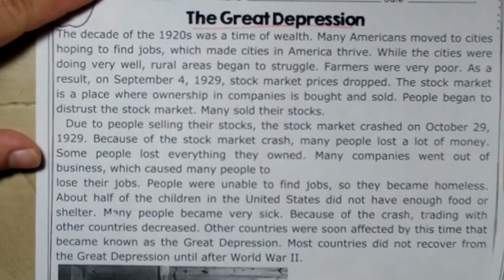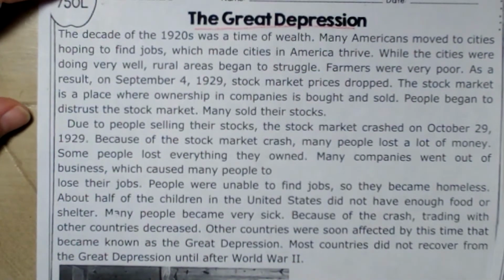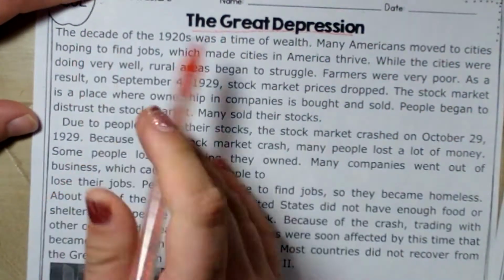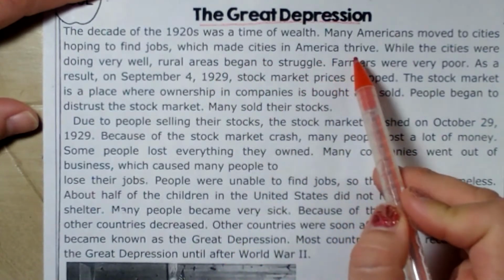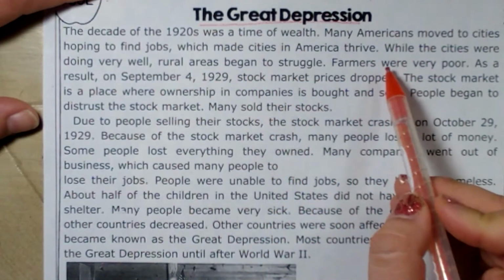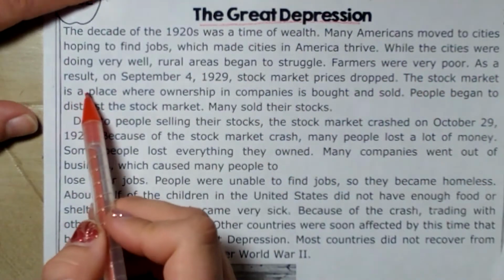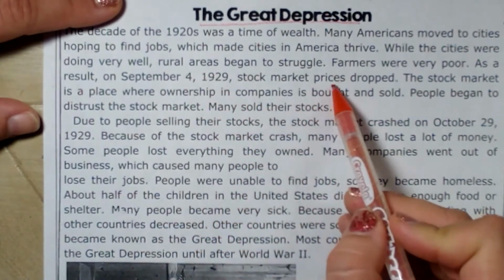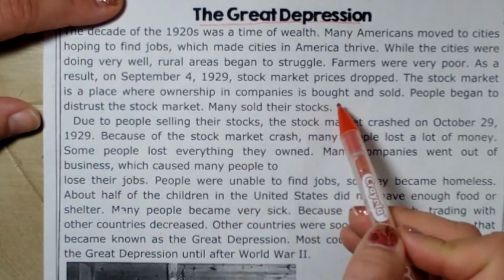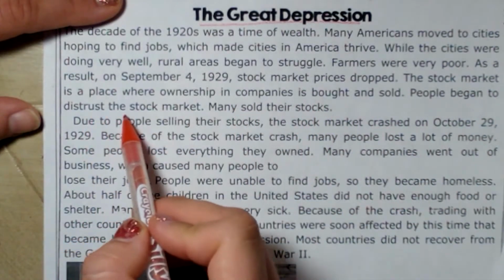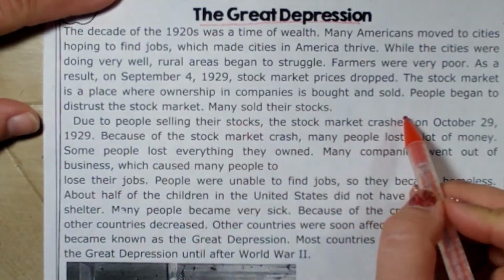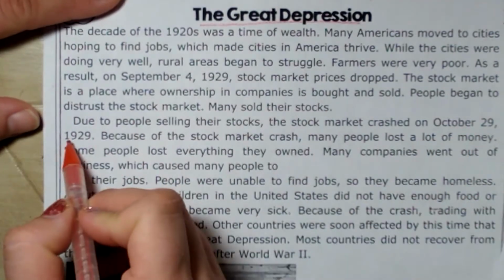Okay. The decade was the 1920s. The decade of the 1920s was a time of wealth. Many Americans moved to cities hoping to find jobs, which made cities in America thrive. While the cities were doing very well, rural areas began to struggle. Farmers were very poor. As a result, on September 4th, 1929, the stock market prices dropped. The stock market is a place where ownership in companies is bought and sold. People began to distrust the stock market and many sold their stocks. Due to people selling their stocks, the stock market crashed on October 29th, 1929.